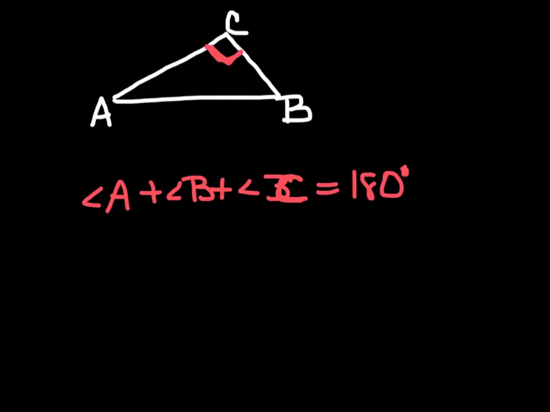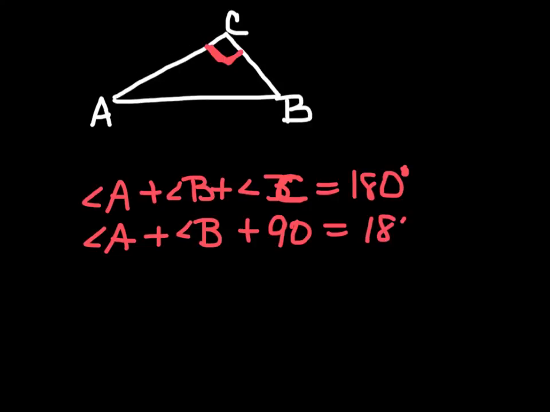If we know that angle C is 90 degrees, though, we can say that angle A plus angle B plus angle C, we can substitute 90 degrees in right there. That equals 180. So if we subtract 90 from both sides, we can say that angle A plus angle B has to equal 90 degrees. Okay, so anytime you have a right triangle, the two angles that are not your right angle have to also add up to be 90 degrees. So those two angles have to be complementary.